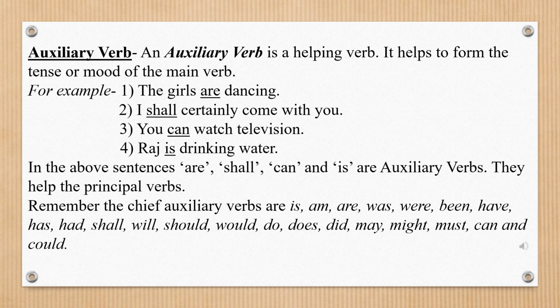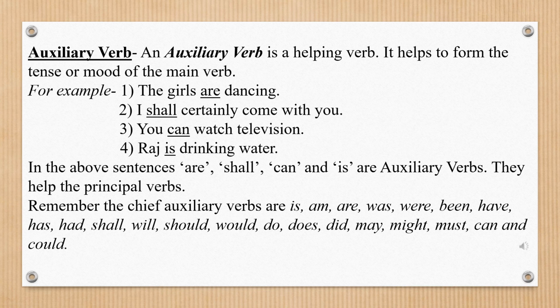Lastly, we shall discuss the auxiliary verbs or the helping verbs. See the definition. An auxiliary verb is a helping verb. It helps to form the tense or mood of the main verb. Look at the examples. The girls are dancing. I shall certainly come with you. You can watch television. Raj is drinking water. In the sentences above, are, shall, can, is are all helping verbs or auxiliary verbs. They help the principal verbs.